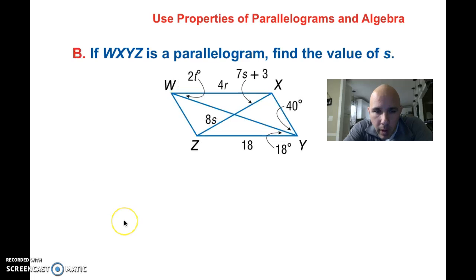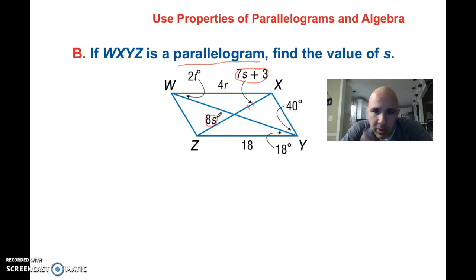All right, benchmark 25, example 2, letter B. If WXYZ is a parallelogram, I know a lot of properties for parallelograms right now. Again, you should be looking at your notes. You should probably be rewinding this video. Make sure you understand these properties of parallelograms. We want to find the value of S. So let me locate this S. Okay, S is right here. That references this segment from X to the place where it intersects these two diagonals. And there's another S value over here.